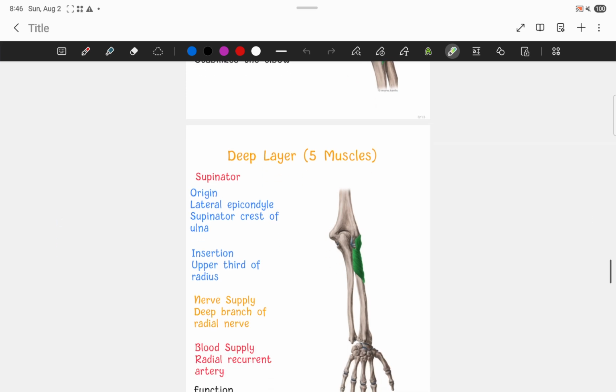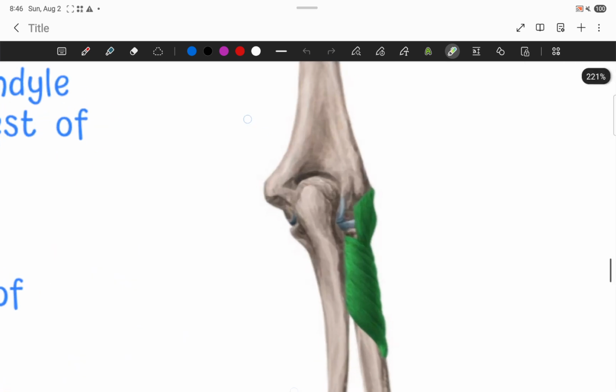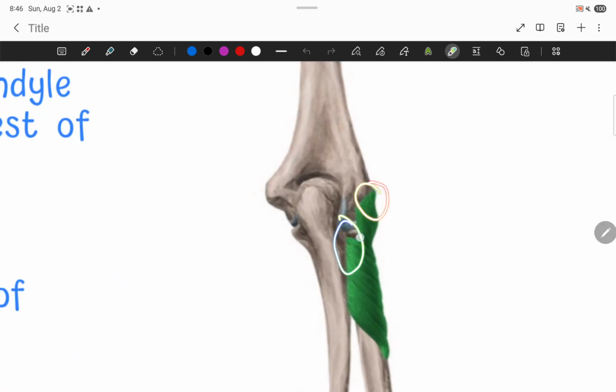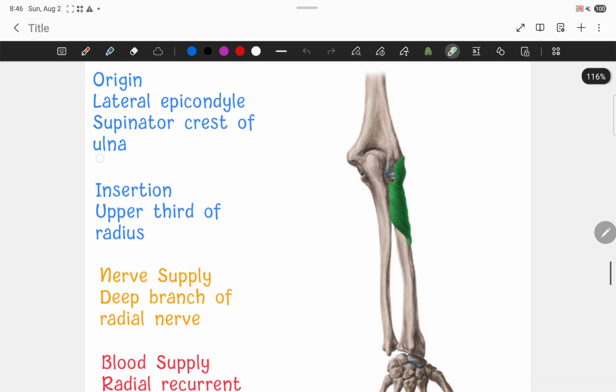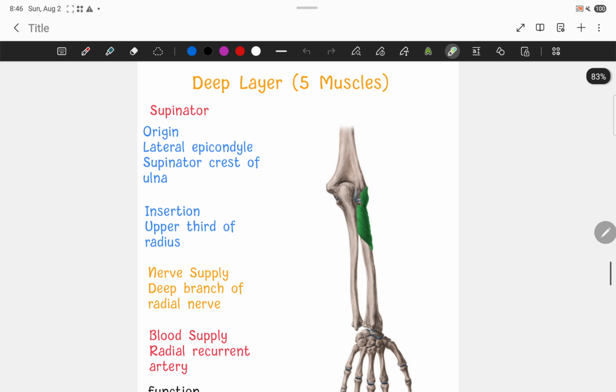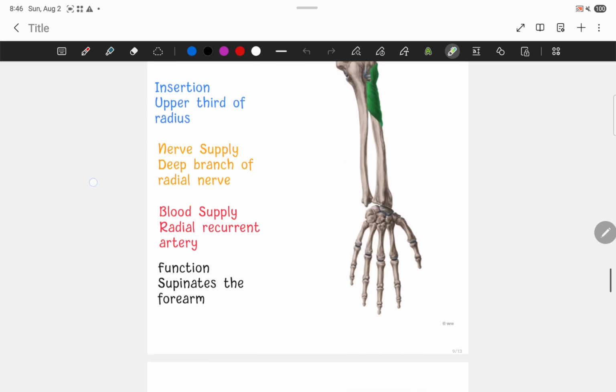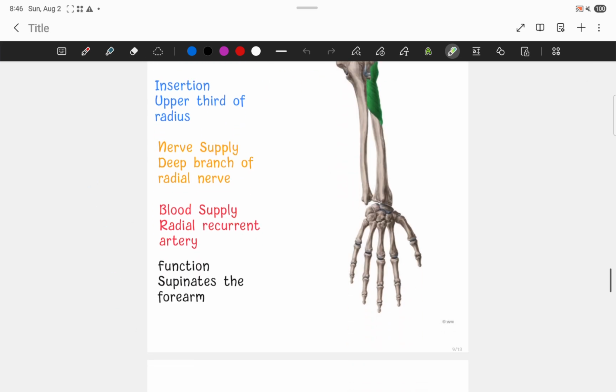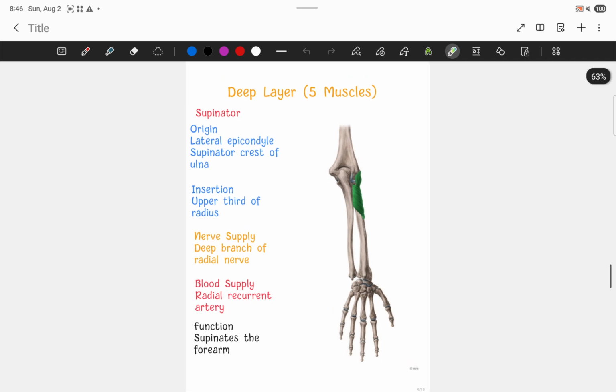And we talk about the deep layer. The deep layer has 5 muscles, and the first muscle is the supinator. The origin is the lateral epicondyle and supinator crest of the ulna. Insertion is the upper side of the radius. Nerve supply is the deep branch of the radial nerve, and blood supply is the radial recurrent artery. And function, of course, is supination of the forearm.